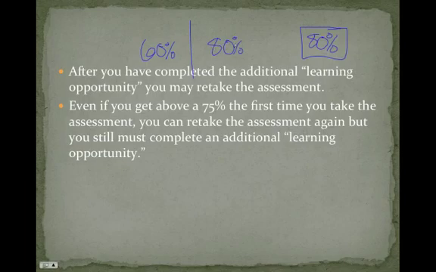Now, it's not going to be the same exact assessment. It's not going to be the same exact questions, but we'll be going over the same material. Now, even if you get above a 75% the first time, let's say you get an 80% the first time, but that's a low B. You don't want a low B. You want an A. Well, you can retake the assessment, but you still have to complete an additional learning opportunity. You have to do something more in order to retake it.